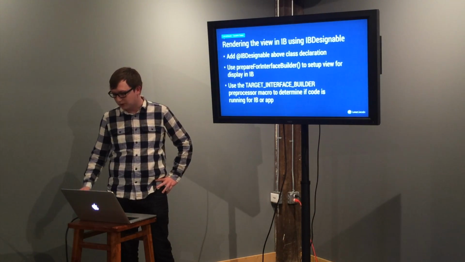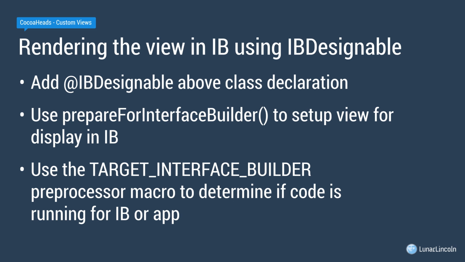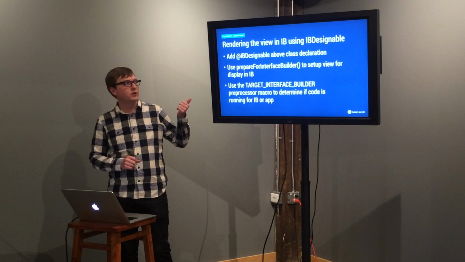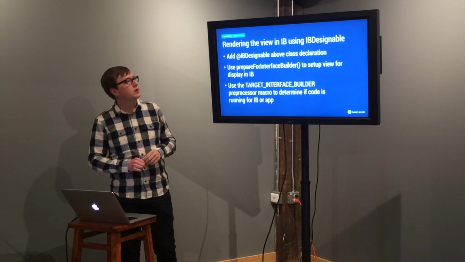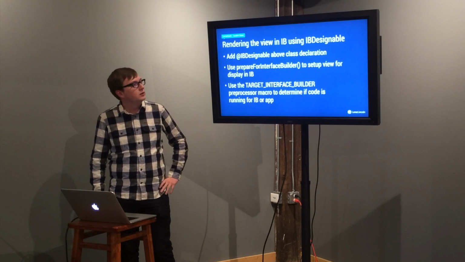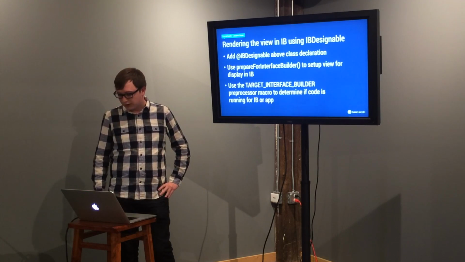So there's a couple things we can do to make our custom UI views work with Interface Builder. The first thing we could do is render our view in Interface Builder. This one's pretty simple. You just add this IB_DESIGNABLE. I'll show you in Objective-C, that's kind of the Swift mode replacer. But you just add this right before your class declaration.